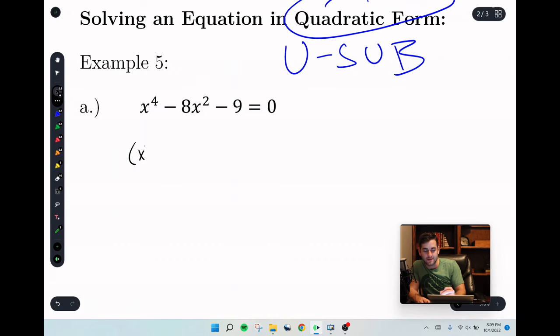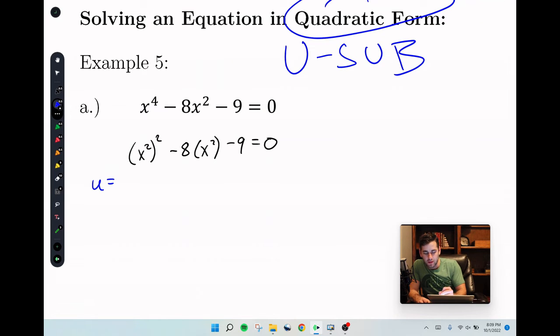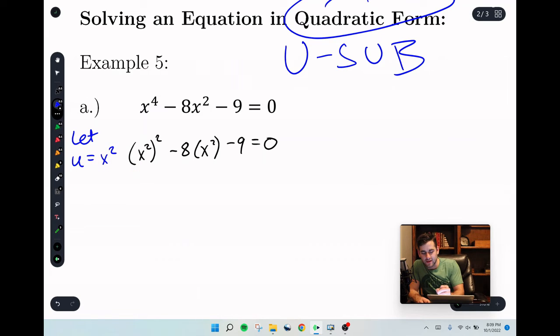Well, what they're trying to get us to make the leap to is that (x squared) squared minus 8 and I'm going to add these parentheses here so we can see what's happening, minus 9 equals 0. Now hold up. What if I were to say u, just a random letter, u equals x squared? Let u equal x squared.